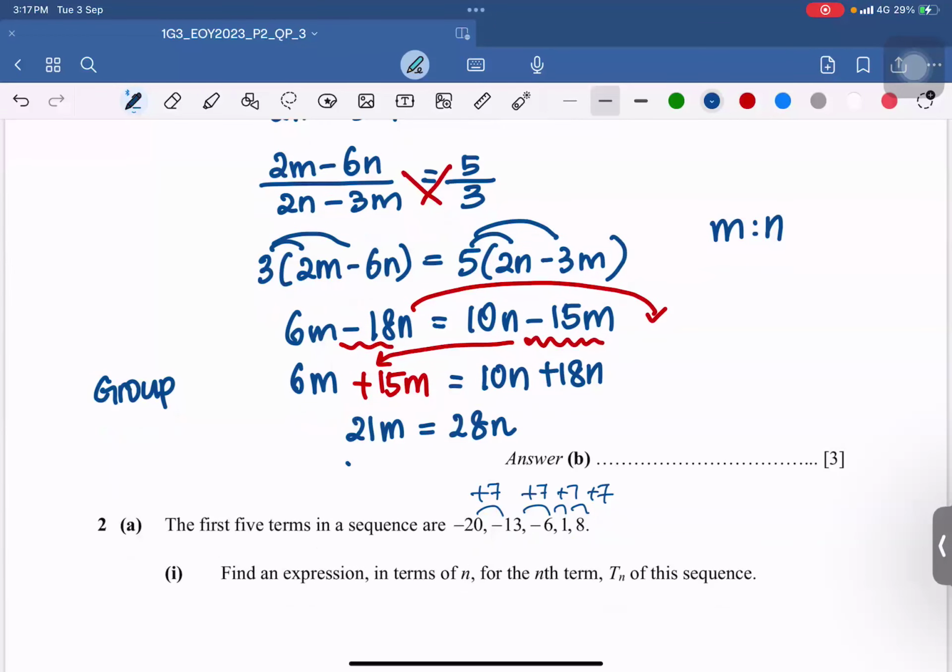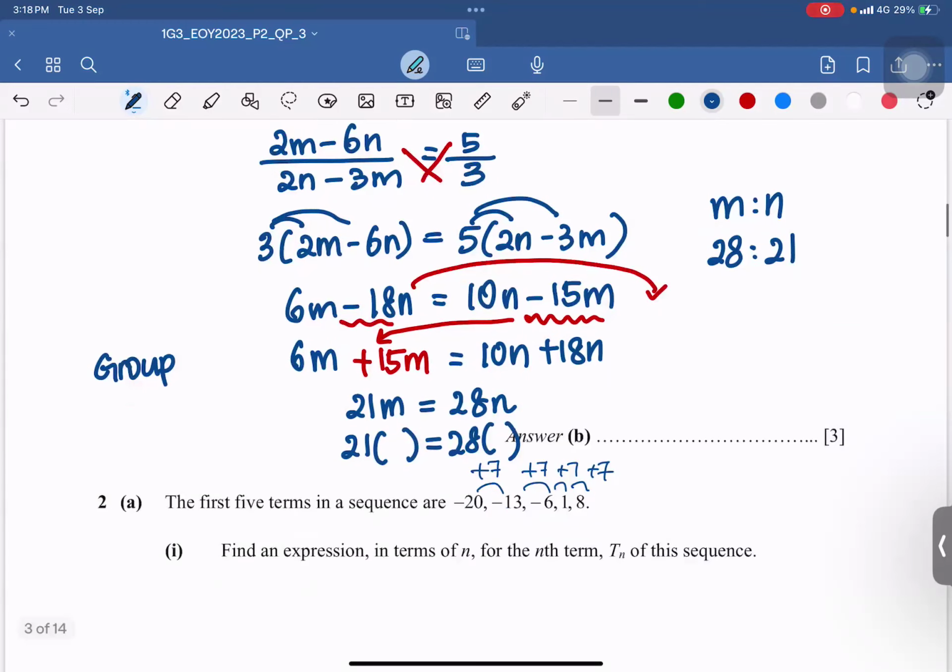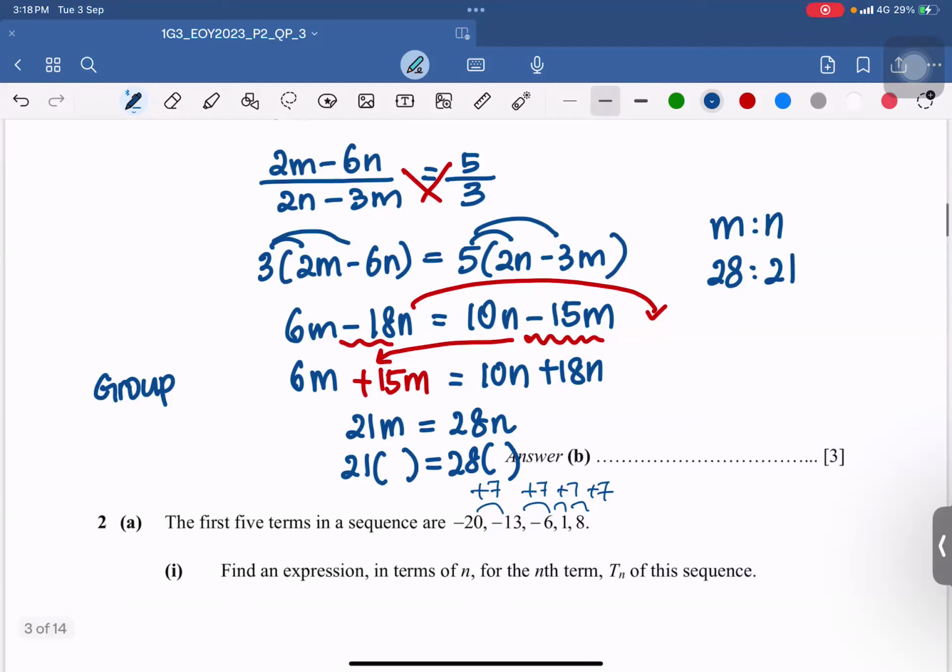So 21 times what number equals 28 times what number? 21 times 28 equals 28 times 21. So m is 28 units, then n will be 21 units. But is this ratio in the simplest form? No, so we need to simplify this. We can divide by 7 and you'll get the answer 4:3.